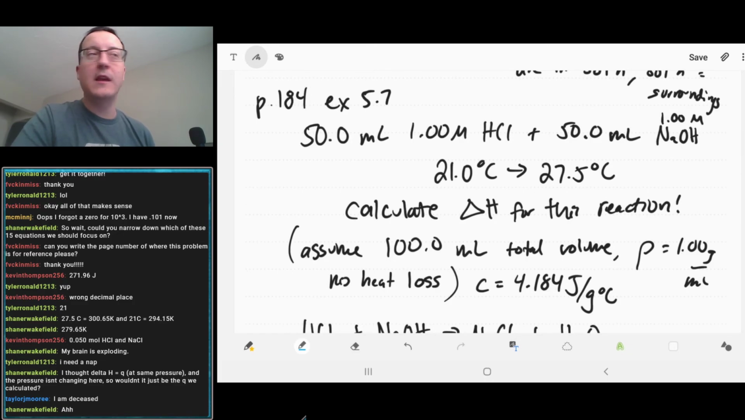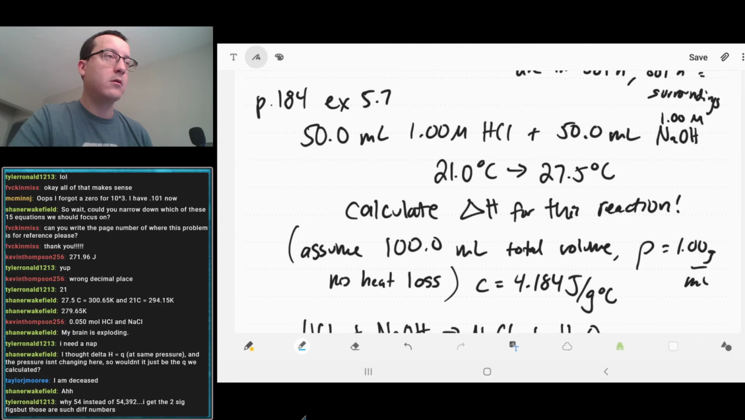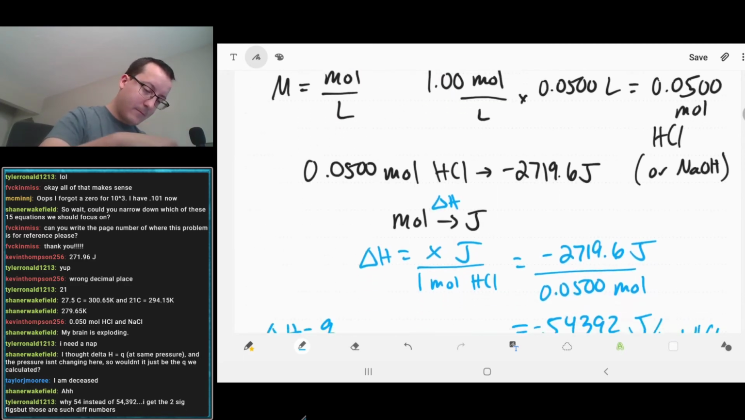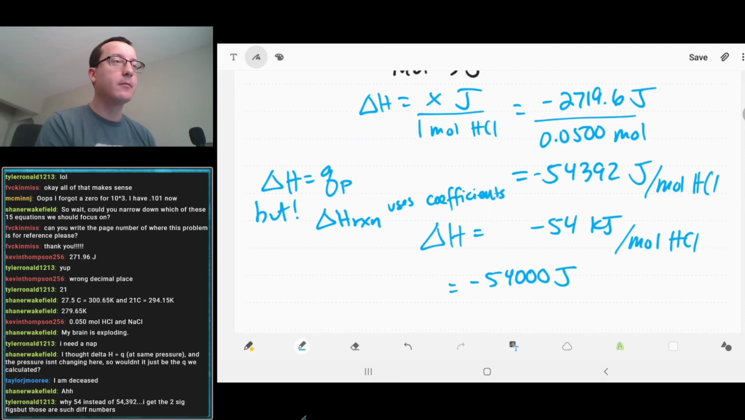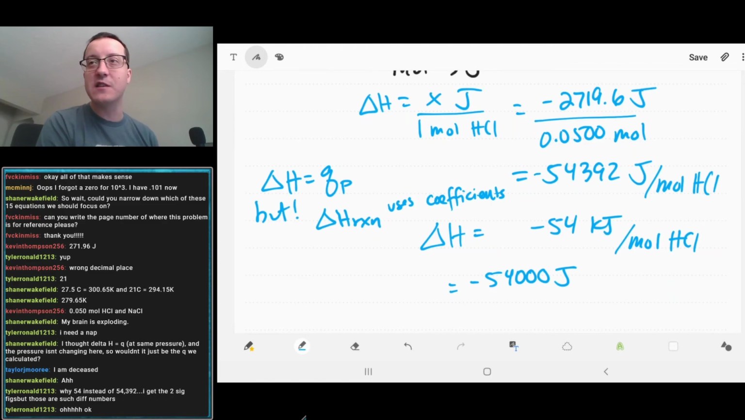So, yeah, I guess I had left off that distinction that delta H for a reaction. Uh-oh, Tyler, I made it kilojoules. So that's why. If I wanted, I could have left it as 54,000 joules. Either way, Tyler, same thing. I just put it in kilojoules just because I like to have the small numbers, and usually delta H's are kilojoules. Is this reaction exo or endothermic?